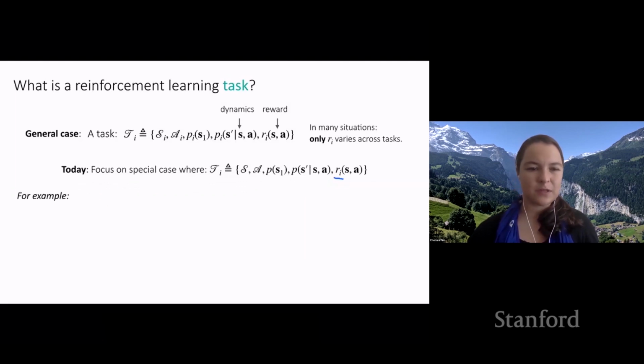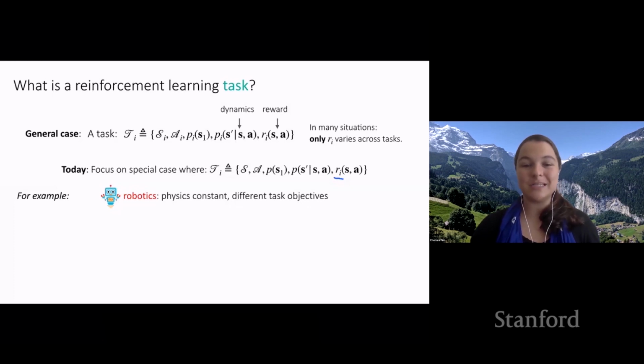A few examples of where this may come up. One example is robotics, where the laws of physics stay constant across tasks, but you want the robot to complete different objectives. Maybe you want it to do laundry, maybe you want it to cook for you, and so forth. In this case, the dynamics will often be the same, and the only thing that's different is the reward function that you're giving it for doing these different tasks.